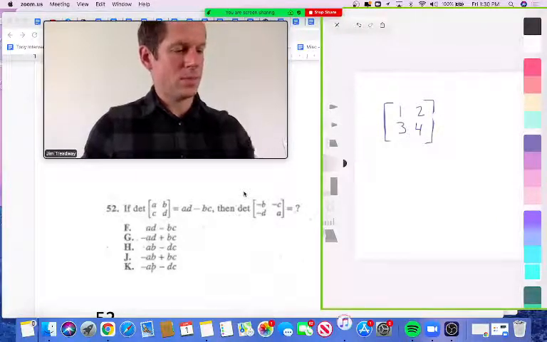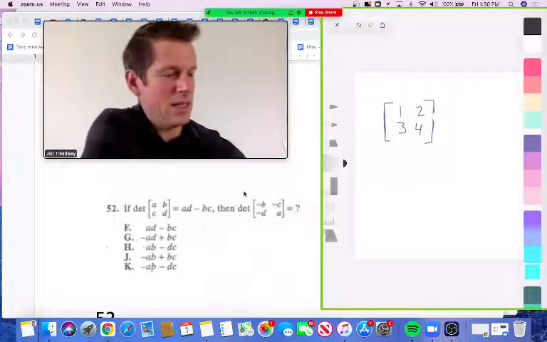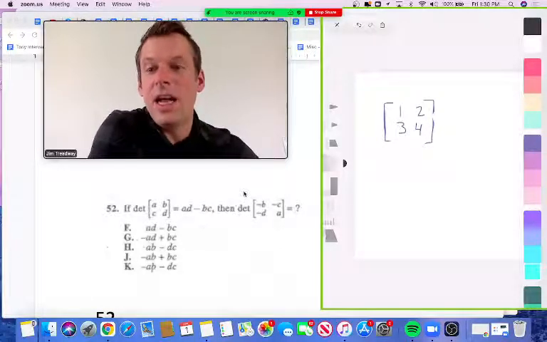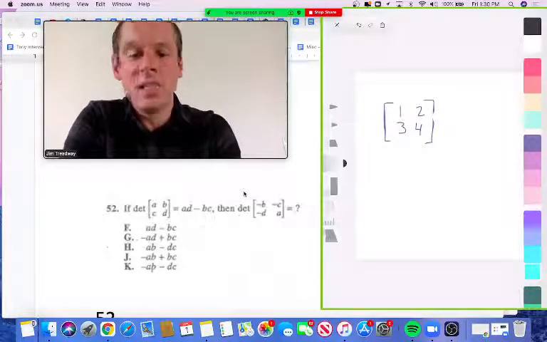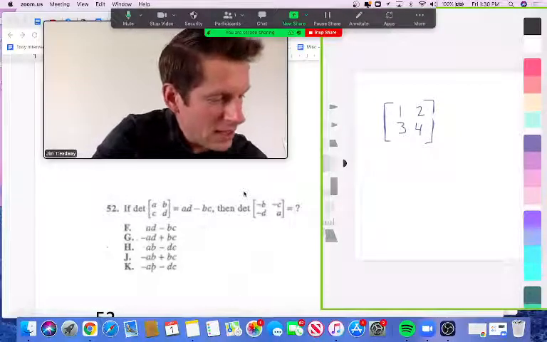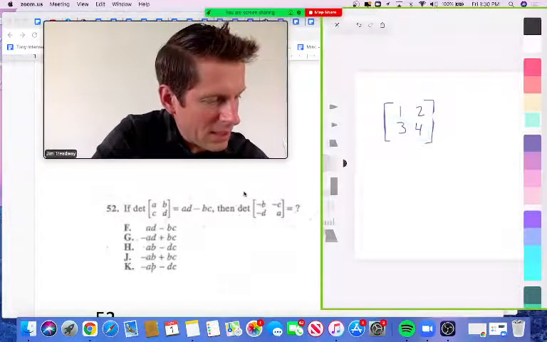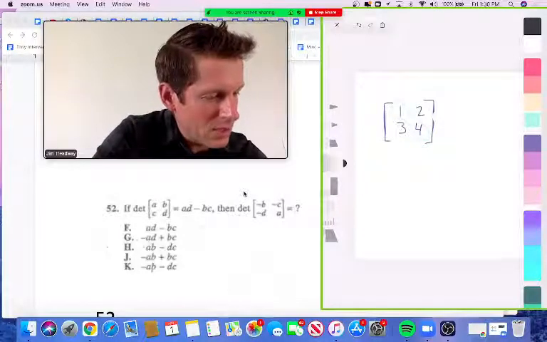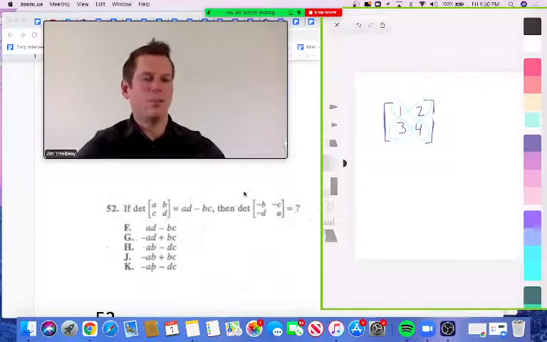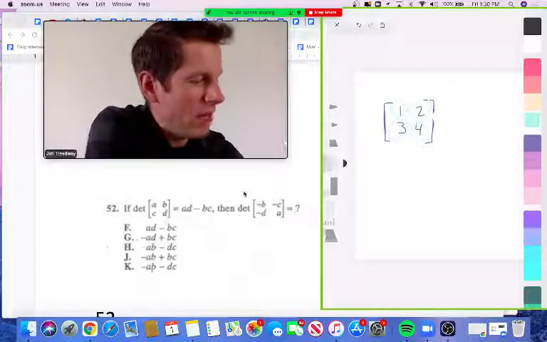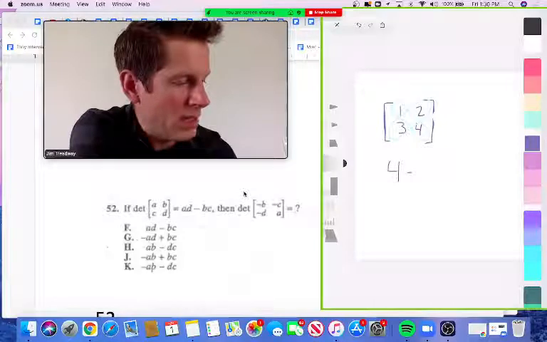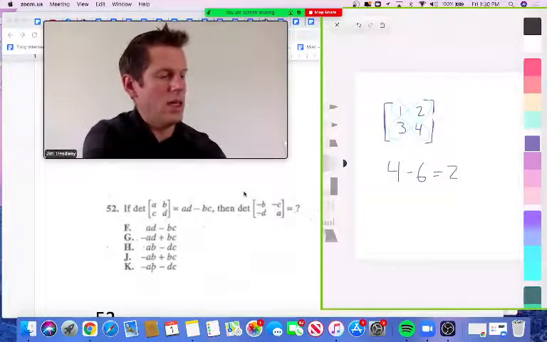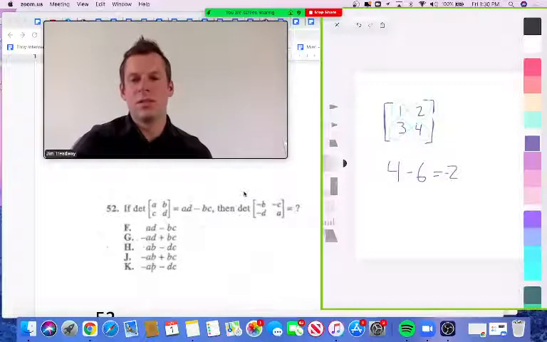And half the time they tell you what the determinant is. Just like this question tells you, it's AD minus BC. In other words, it's multiplying top left and bottom right and subtracting the product of bottom left and top right. Like you're multiplying diagonally across and then subtracting. So in this matrix that we've got right here on the whiteboard, it would be 4 minus 6 equals -2. The determinant there is -2.